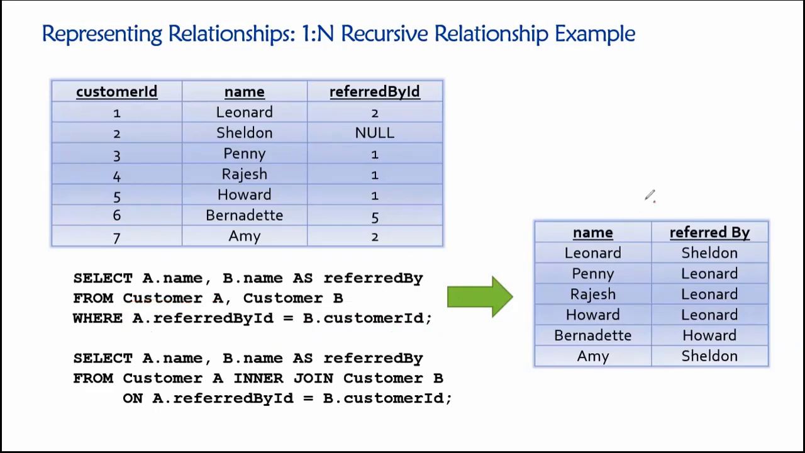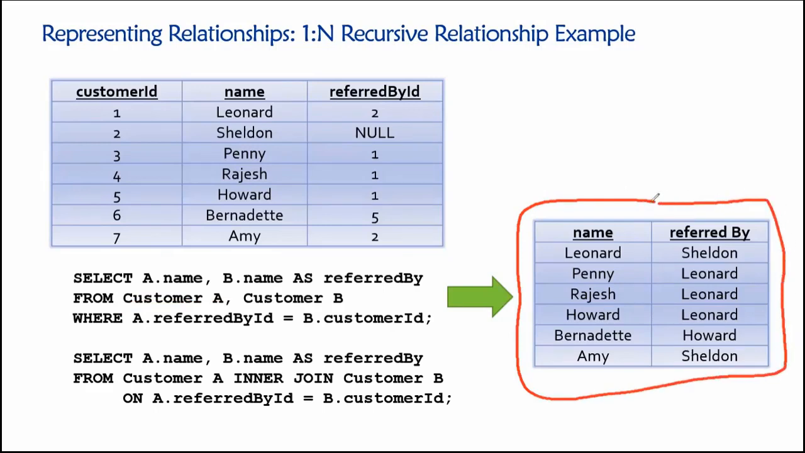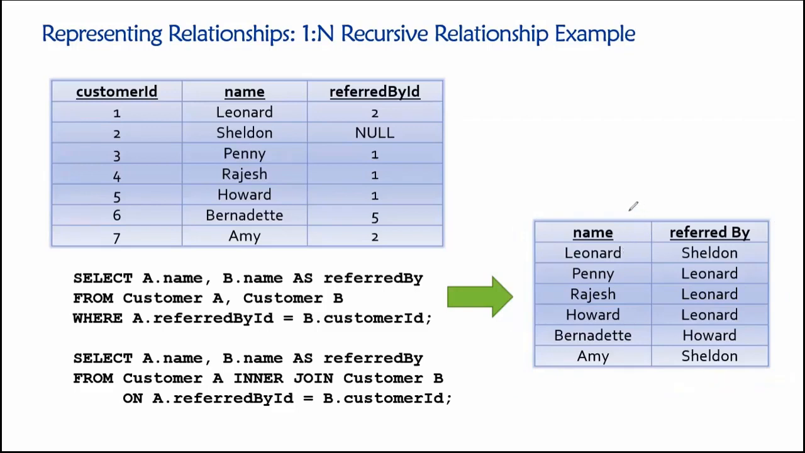And that yields this kind of output over here. Now, this is an inner join. So Sheldon does not appear in our list here, because with an inner join, to be included, Sheldon's referred-by ID could not be null. Right? It would have to be another person in the same table.